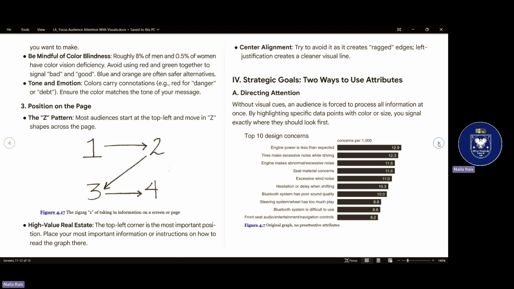Tone and emotions. Color carries connotations, e.g., red for danger or death. Ensure the color matches the tone of your message.